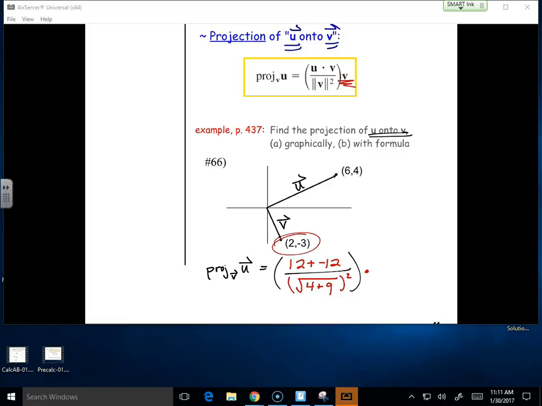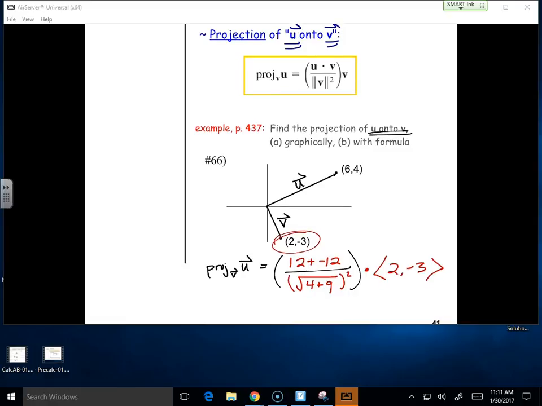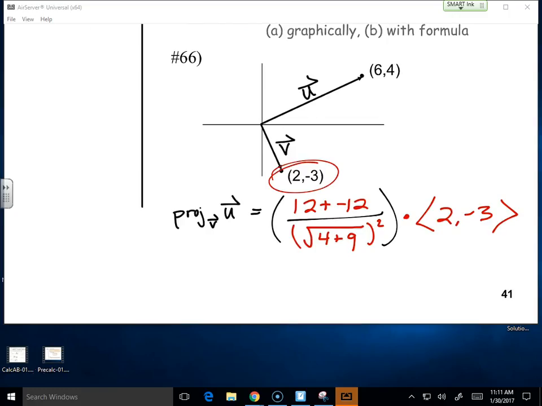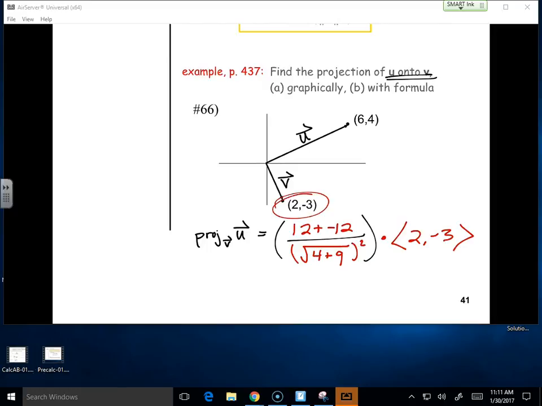Square them. And then what do I multiply this by? You see it? V. Who's vector v? This guy. You guys see how I plugged into the formula? Let me zoom in. I have my dot product on top all over the magnitude of v, which is just Pythagorean being squared, times the vector v. Now what do you end up getting?